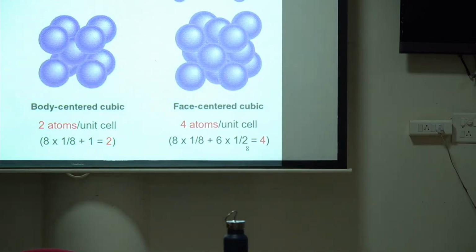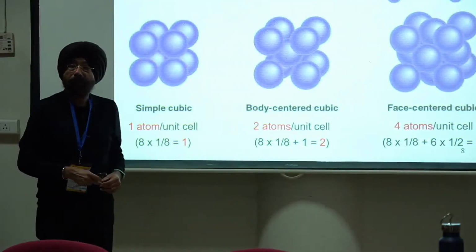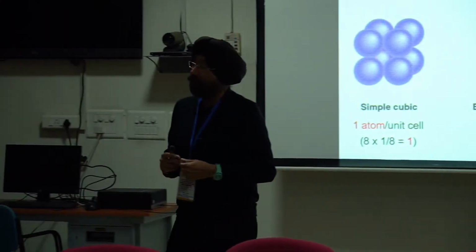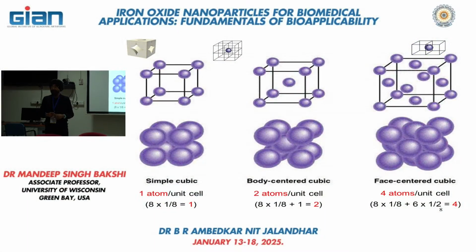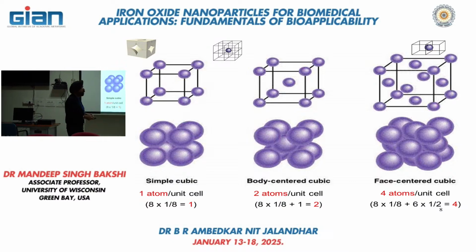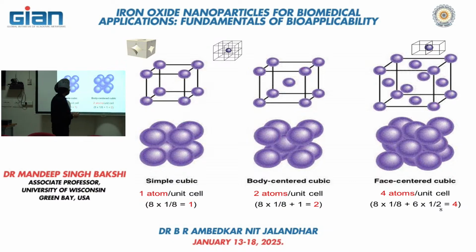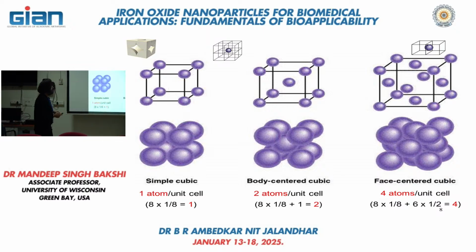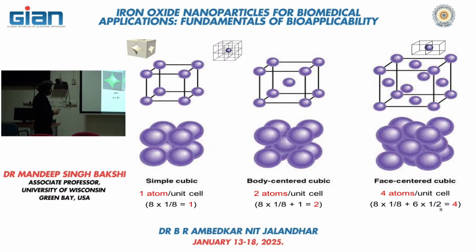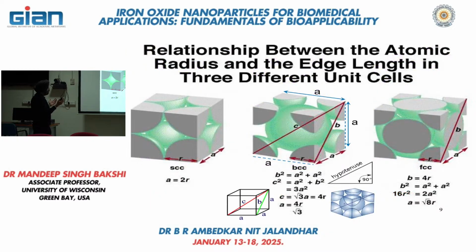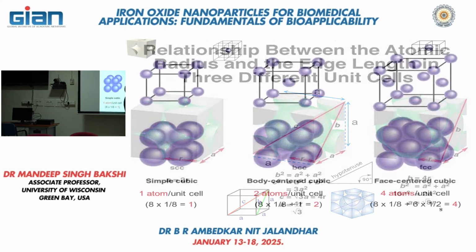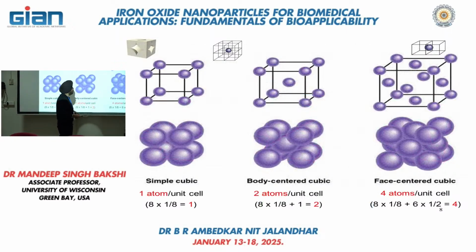Not like this or this, but it's a very compact arrangement in the case of gold, silver, kind of noble metal nanoparticle. We are coming to the iron oxide nanoparticle. First, I'm going to explain this. Now, suppose we have realized that the face-centered and the cubic unit cells are like this.